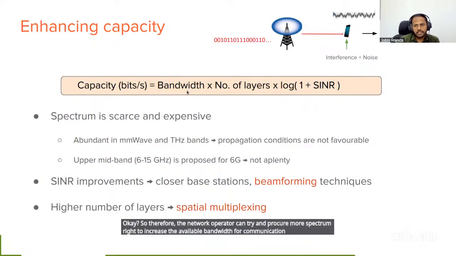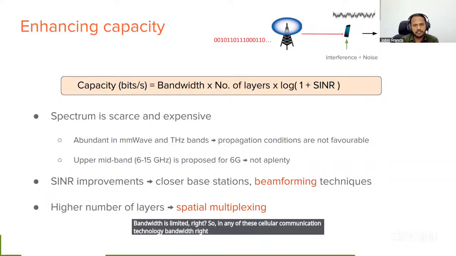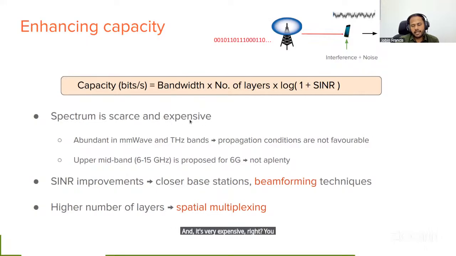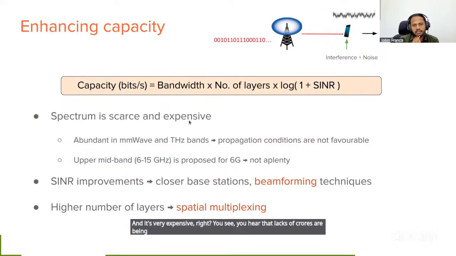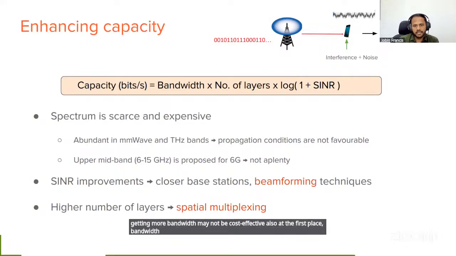communication. Now, fundamentally there are two issues with that. One, bandwidth is limited. So in any of this cellular communication technology, the spectrum is a very scarce commodity, and it's very expensive. You hear that lakhs of crores are being spent in acquiring the license to transmit on a spectrum. So therefore, this bandwidth is scarce and expensive. So getting more bandwidth may not be cost effective, and at the first place, bandwidth may not even be available.